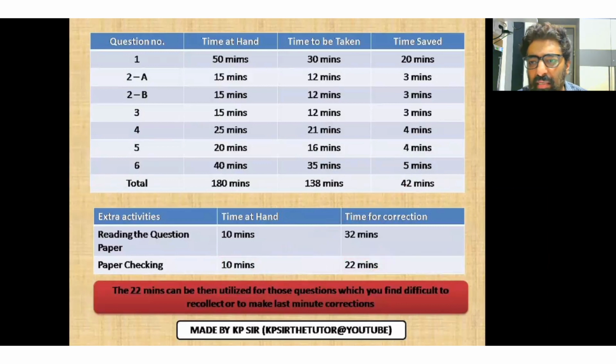Sir, then isn't this a stupidity we are just throwing away? No, it is not, because these 22 minutes can be utilized for anything which you find difficult to recollect or to make last minute corrections. These 22 minutes, for example, you get stuck in distinction. Aapko point click hi nahi ho raha hai.